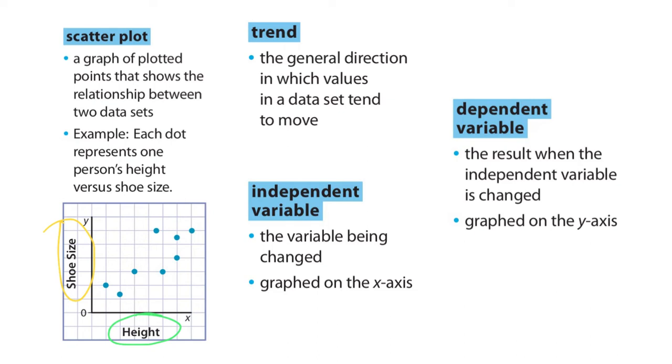So the independent variable is graphed on the x-axis, or the horizontal axis, and the dependent variable is graphed on the y-axis, or the vertical axis.